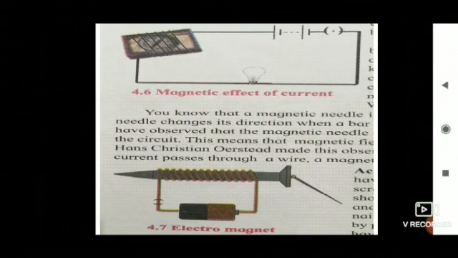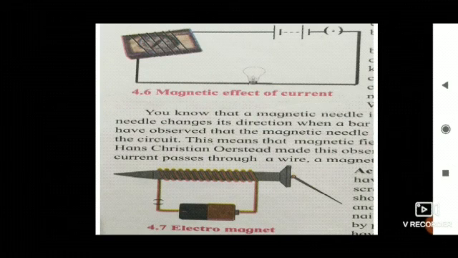Electric current has a magnetic effect. Yes, this is one of the significant results of electric current. To show the magnetic effect of current, we can perform a simple activity. Electric current produces a magnetic effect.